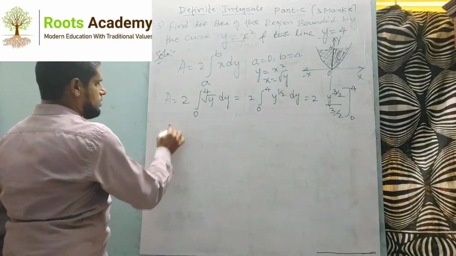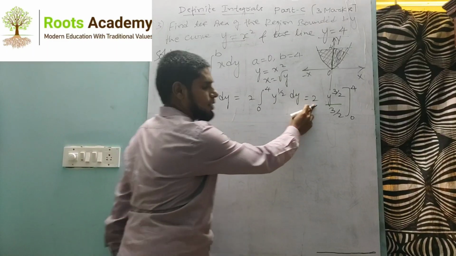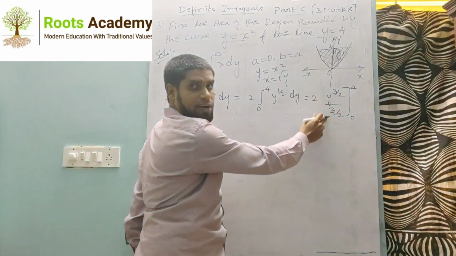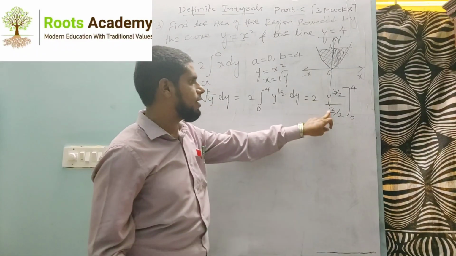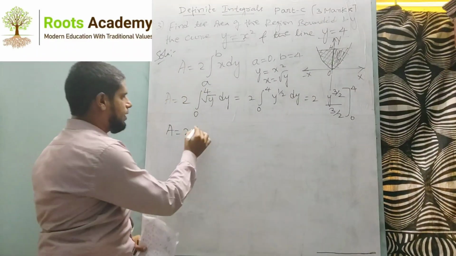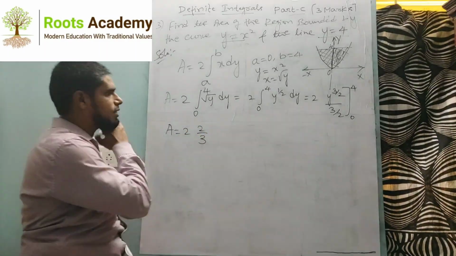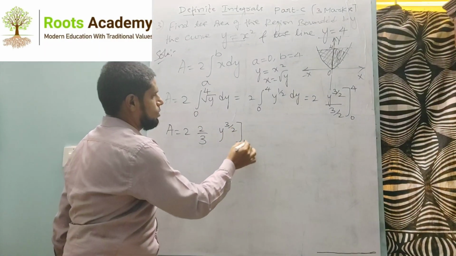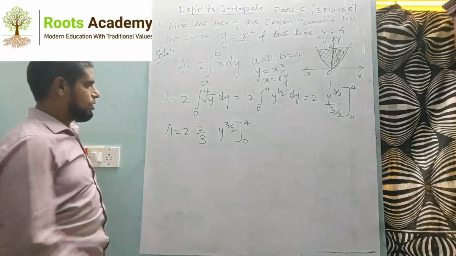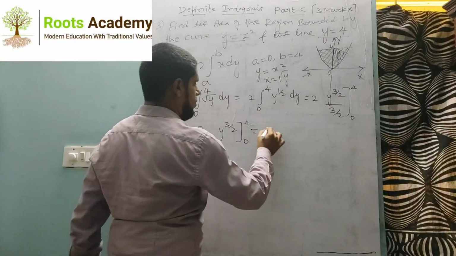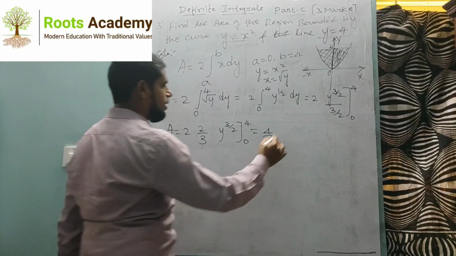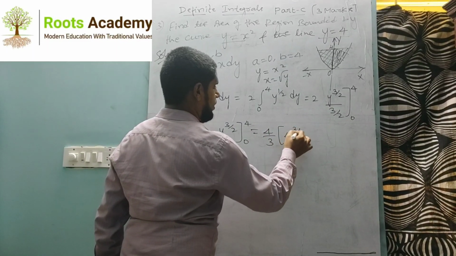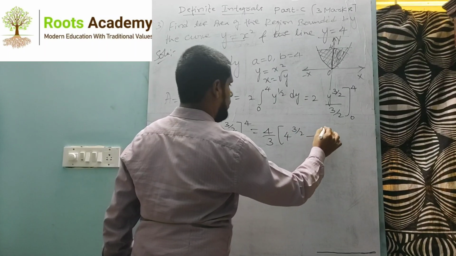So now this becomes 2 as it is, 1 divided by 3 by 2, which can be written as 2 by 3. y power 3 by 2 from 0 to 4. So 2 into 4 by 3, upper limit is 4 power 3 by 2 minus 0 power 3 by 2.